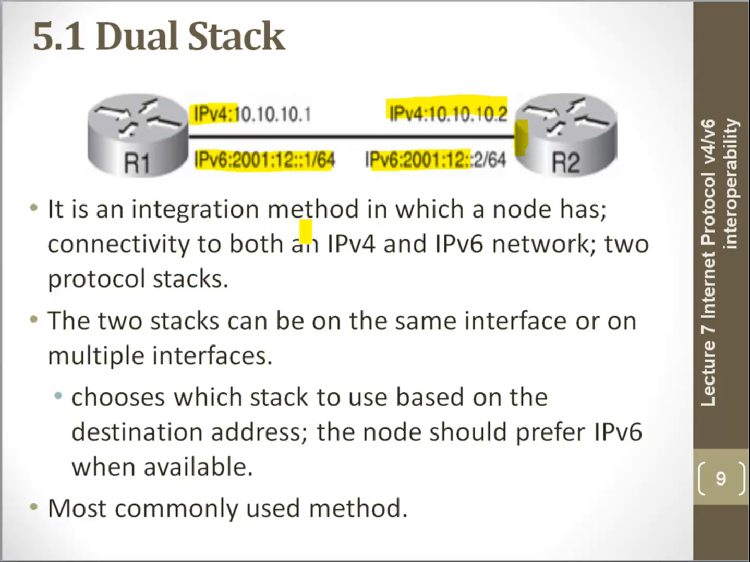This is an integration method in which a node has connectivity to both 4 and 6 networks. So 2 protocols will be running at the same time, and 2 stacks can be on the same interface. Suppose this is a serial interface, serial 0/0. It is now configured with 2 protocols, IPv4 and IPv6. Then it chooses which stack to use based on the destination address. The node should prefer IPv6 when available. Based on the situation, if you are sending an IPv4 packet, IPv4 will work; if it is receiving an IPv6 packet, IPv6 will be enabled. Depending upon the situation, it will use either.